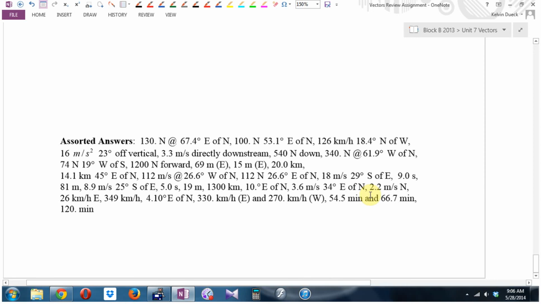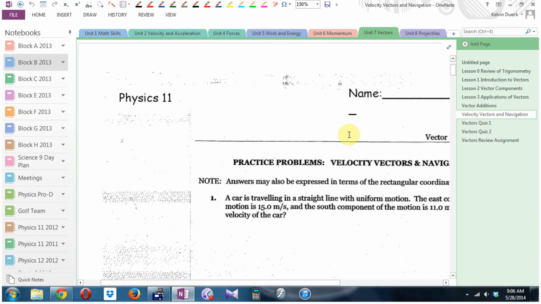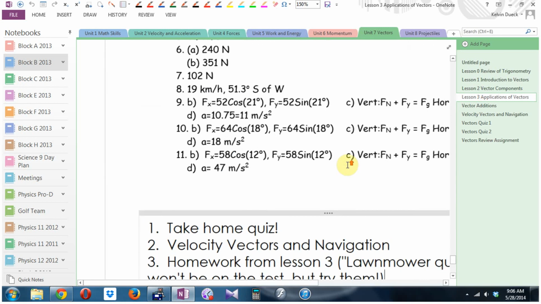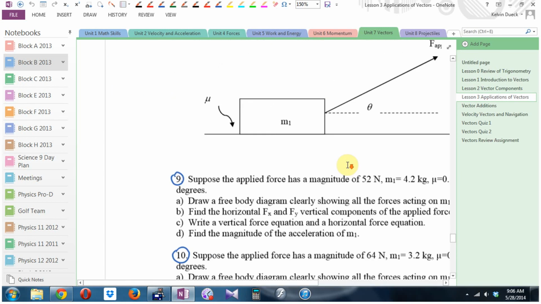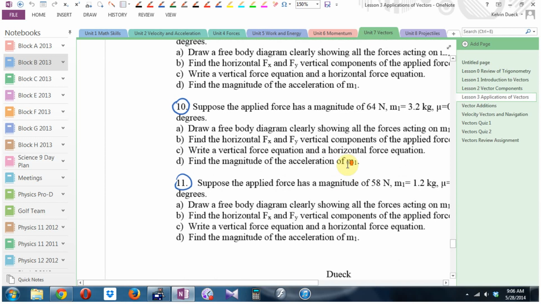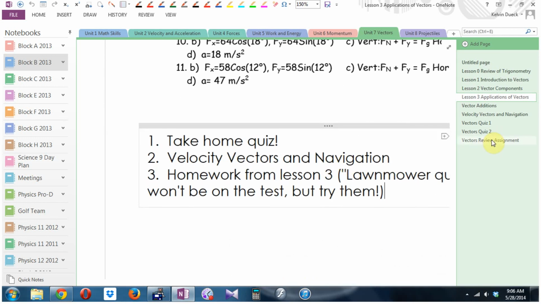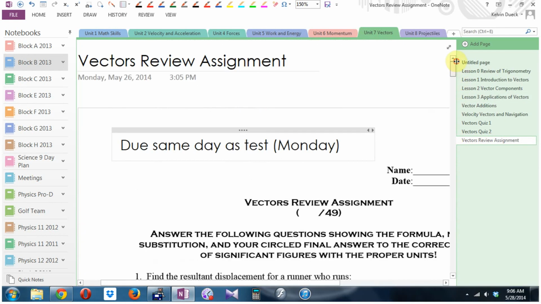So what's your homework? Remember the homework from last day was velocity vectors and navigation. And then I said if you want some nasties, homework from lesson 3, these lawnmower questions. I gave you 3 lawnmower questions to try. And then you can work on this vector review assignment. I have nothing else for you. Don't have any cool videos or anything like that. Get everything done.